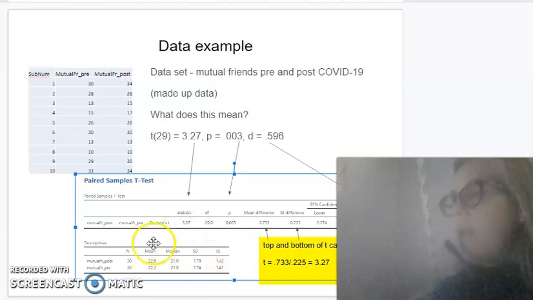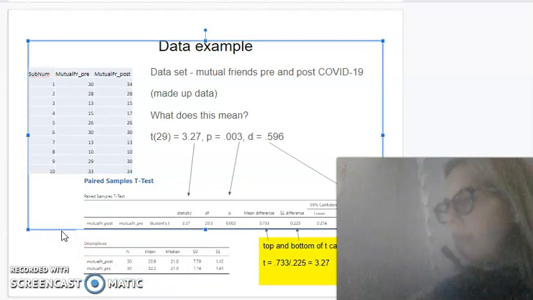Again, when you have output, you can also see the means. So my average friends pre was around 22. My average friends after was around 30 something. And my standard deviations for this made up data are around 7, with the average variance for number of friends across pre-COVID and post-COVID. Again, kind of fake data there.